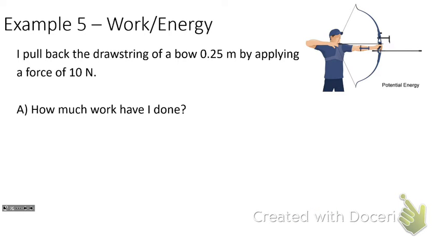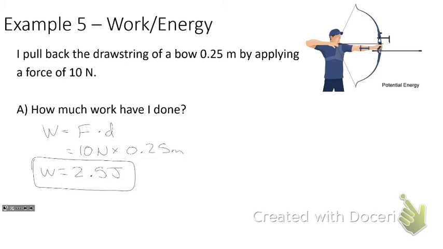Okay, example 5. I have a bow and arrow. To pull that drawstring back, I apply a force of 10 newtons, and I pull that drawstring back 0.25 meters. How much work have I done? Well, work is equal to force times distance. My force is 10 newtons times my distance, 0.25 meters. So work is equal to 2.5 joules. Are you doing all right, gentlemen? So I have done 2.5 joules worth of work in pulling back that drawstring.